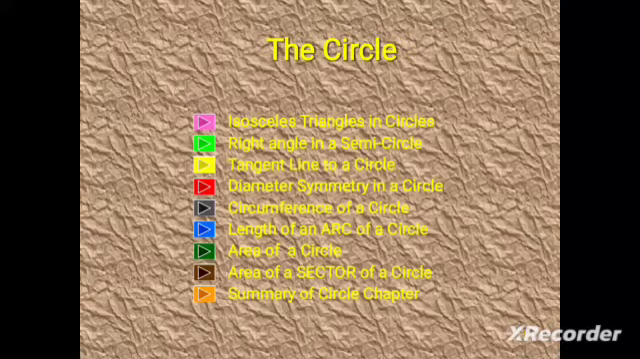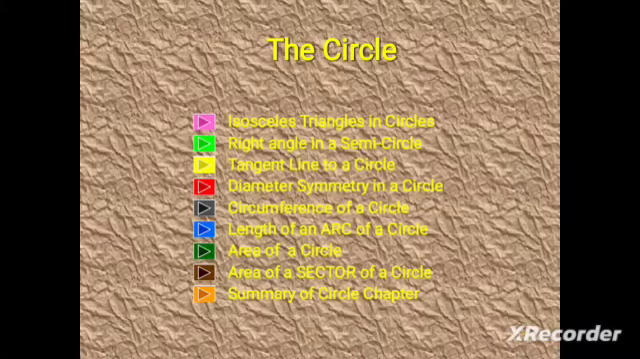So we shall start with the circle, and under the circle we are going to learn the following: isosceles triangles in circles, right angle in a semicircle, tangent line to a circle, diameter symmetry in a circle. We also need to look at the circumference of a circle, the length of an arc of a circle, and area of a circle, and finally area of a sector of a circle before you look at the summary of the circle chapter.